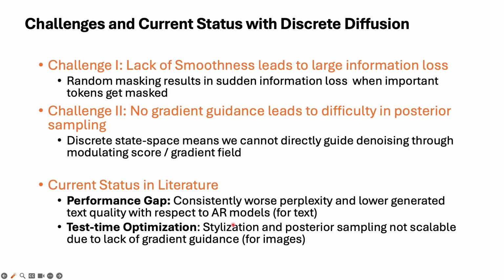And so the current state in the literature is there's a lot of excitement about these types of models, but there is still a big performance gap for text in terms of worse perplexity or generated quality with respect to autoregressive models. And for images, where posterior sampling is critical, the lack of gradient guidance means that the current methods are just not scalable at high resolution. This is where we are today.